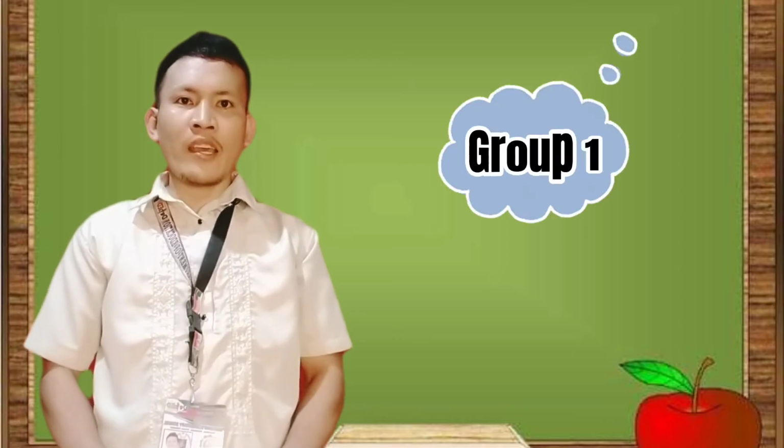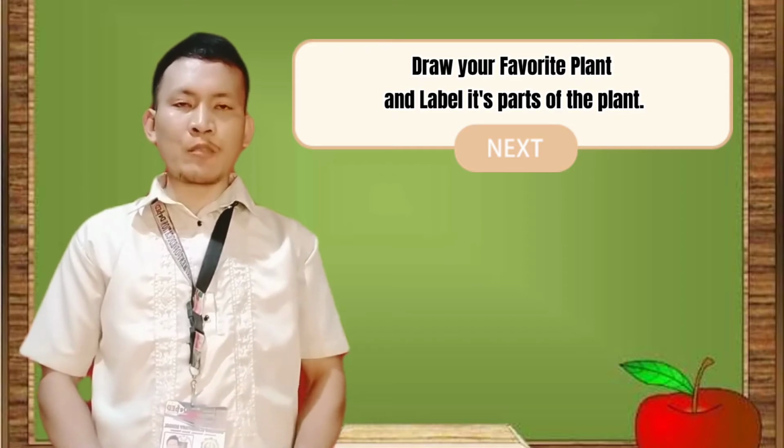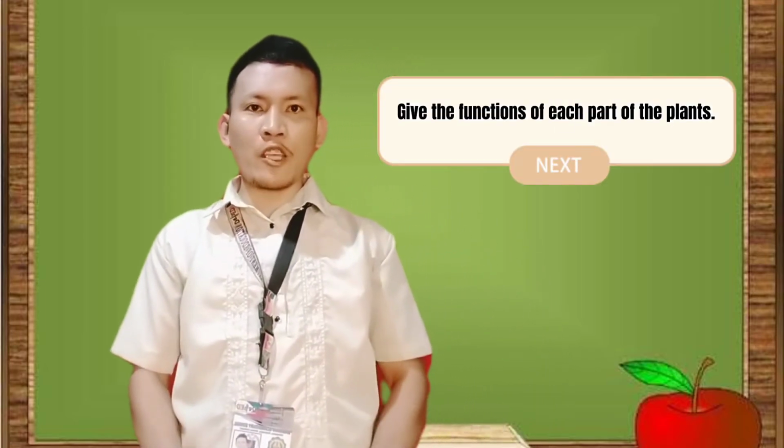Now, it's your turn to shine because we will be doing a 5-minute differentiated activity. I will group you into two groups. All girls will be group 1 and all boys will be group 2. Here is now your work. For group 1, you are going to draw your favorite plant and label its parts. While for group 2, you are going to give the functions of the basic parts of the plants. Now we are done doing our differentiated activities.